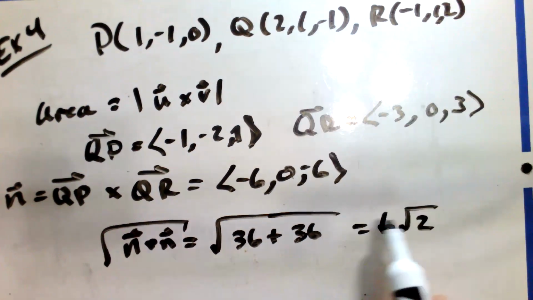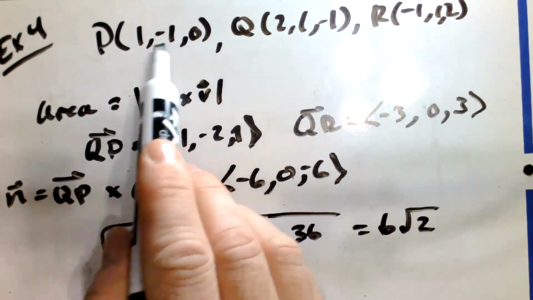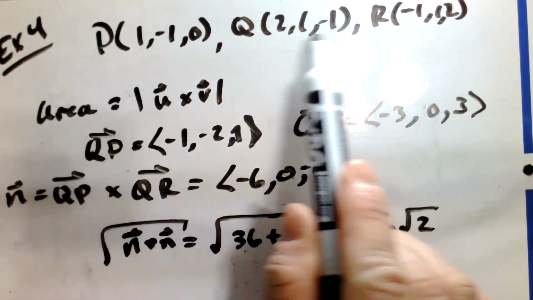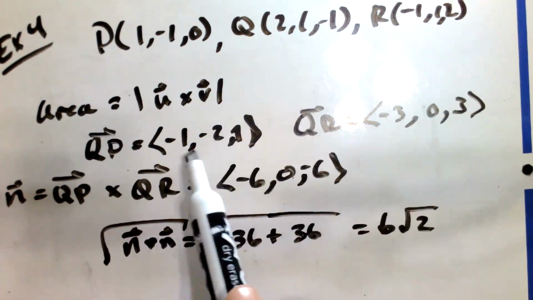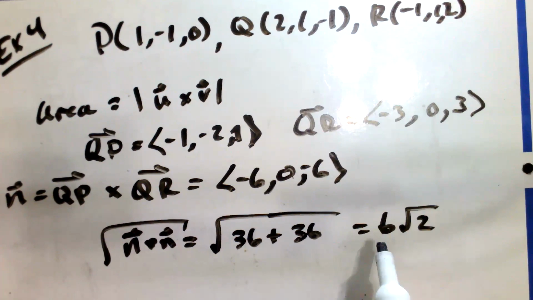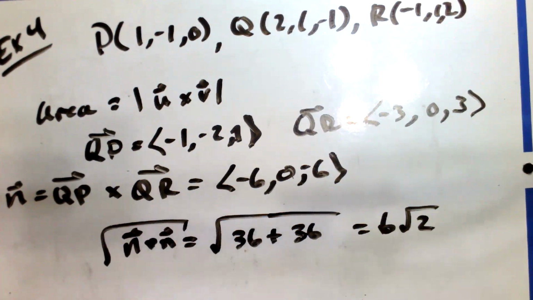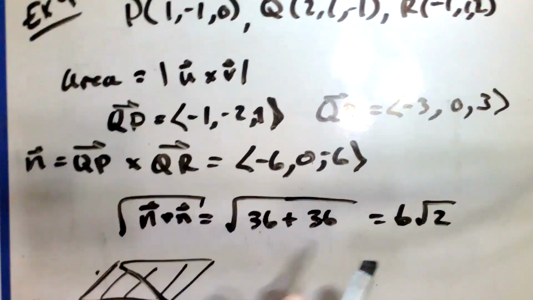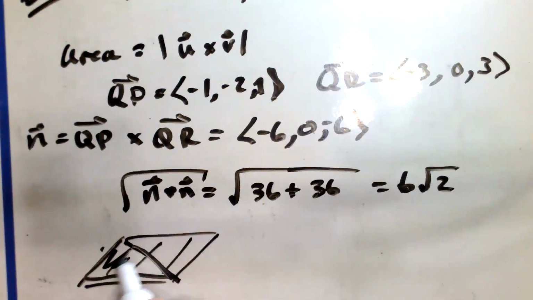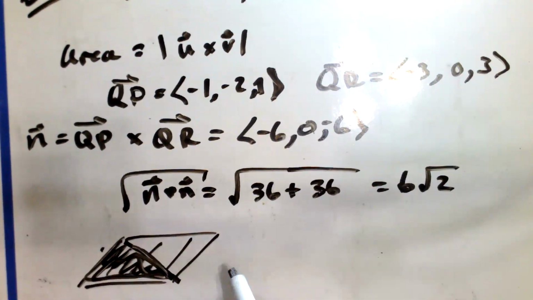So now this is the area of the parallelogram that is spanned by these two vectors, QP and QR. So the triangle then would be half of this total area. So the area that we found is all of this, and the area of the triangle that we're looking for is this one right here. So we're just going to divide this area by two, and that'll give us the area that we're looking for, which is this region right there.